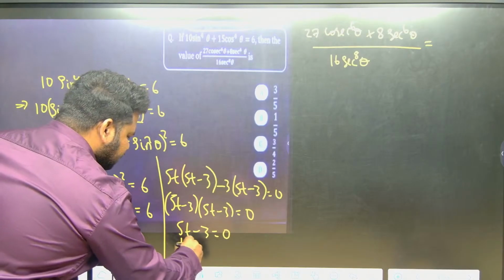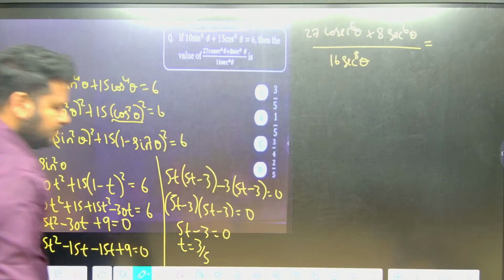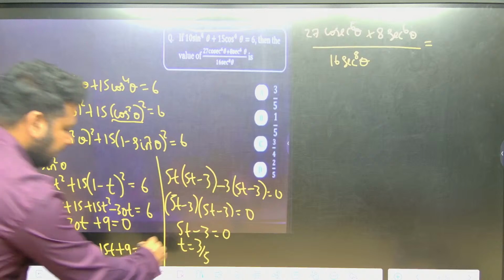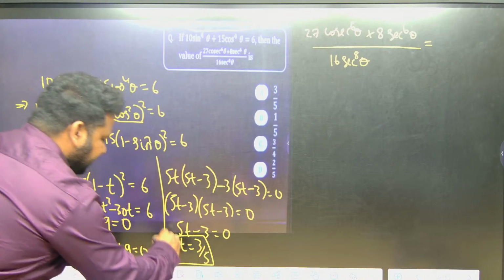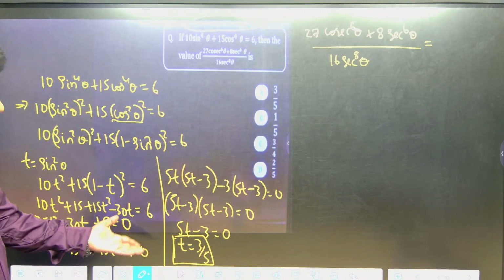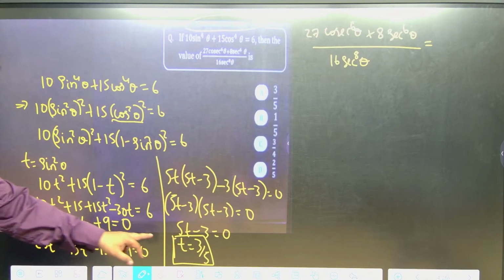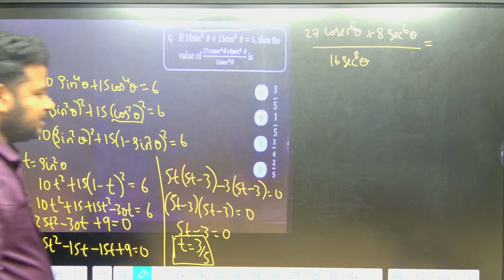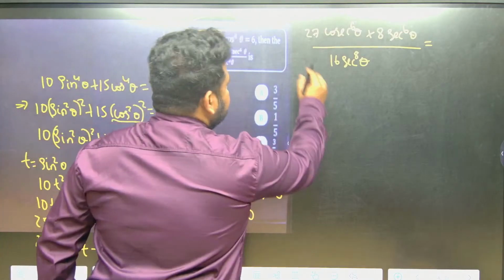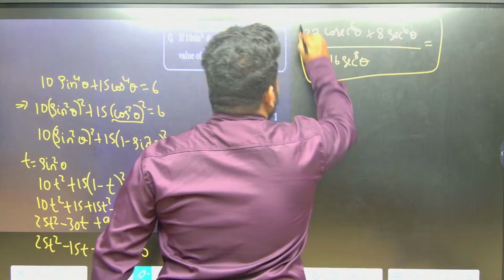So t will be equal to 3 by 5. I got the t value as 3 by 5. But what is the actual value of t? t is nothing but sin square theta I took. So just put the value of t as sin square theta here. Okay, this is what we have to find out.